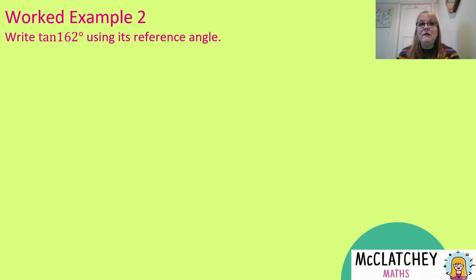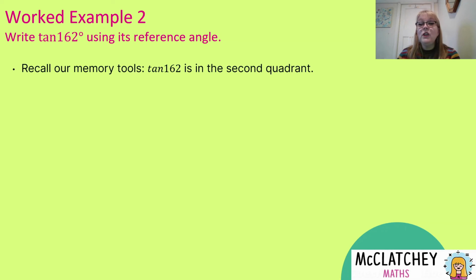Okay, now we're going to be writing tan 162 using its reference angle. To do this, what we're trying to do is find out what the reference angle is. So we know tan 162, because it's between 90 and 180 degrees, is in that second quadrant.